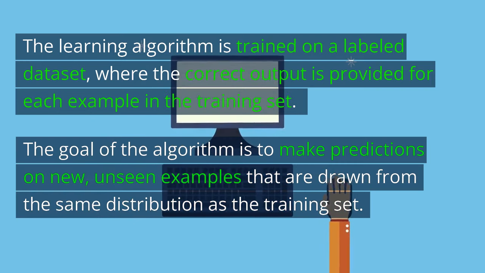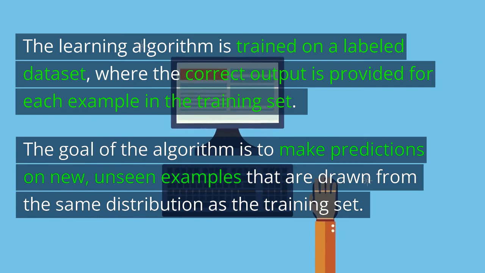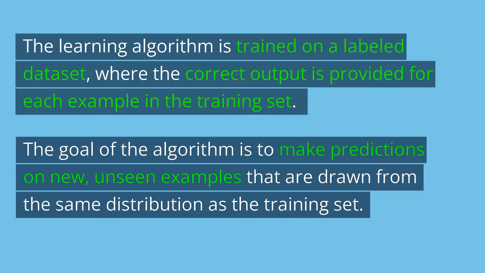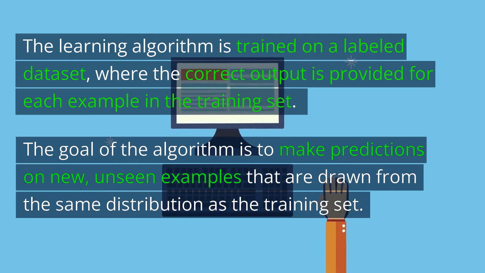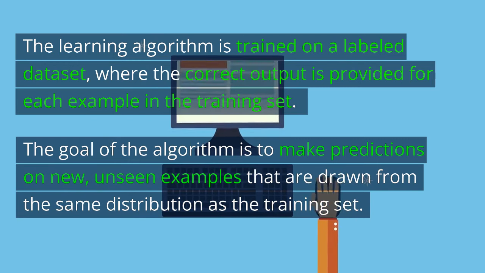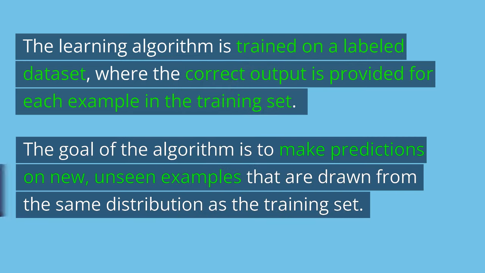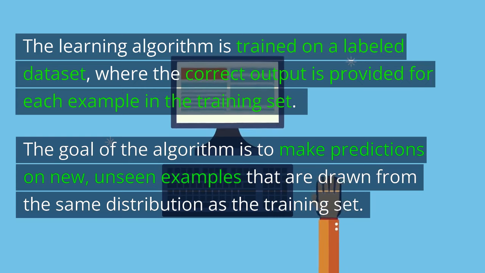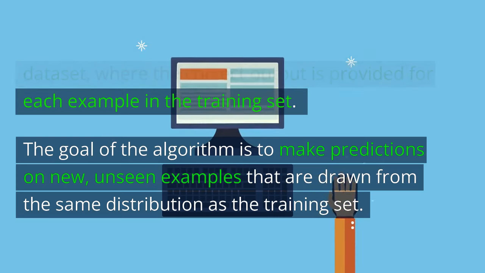An example of supervised learning algorithm is classifying an email as a spam or not spam. We can train a supervised learning algorithm on a dataset of labeled emails with the label being spam or not spam. Once the algorithm has been trained, we can then give it new unseen emails, and it will use what it has learned to classify them as a spam or not spam.